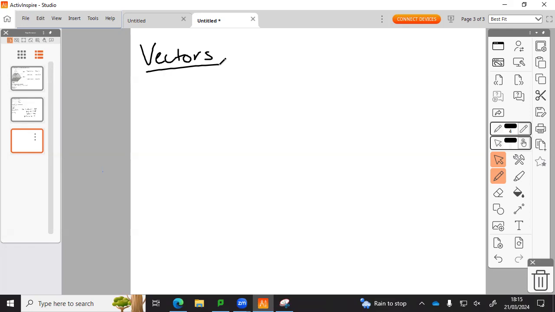Now, vectors is a term that covers a lot of things. What we need to be understanding of is that vectors are a way to describe something, okay? And vectors contain both a size and a direction.